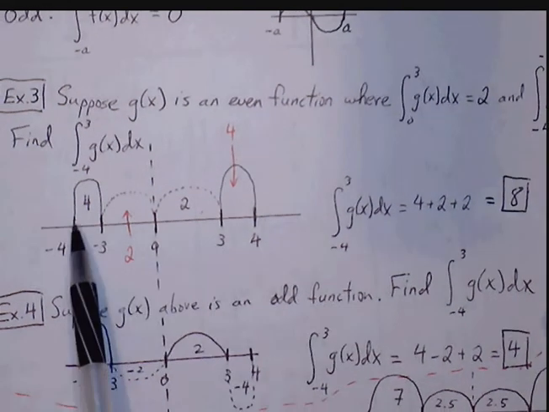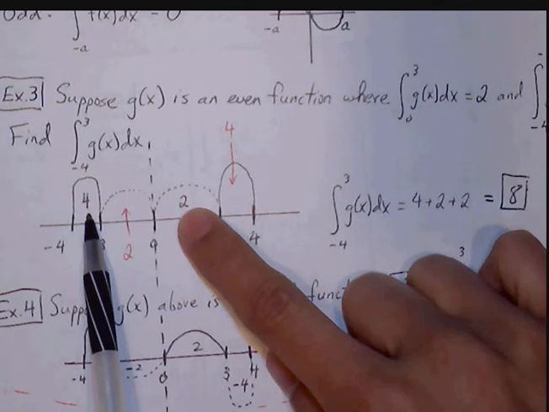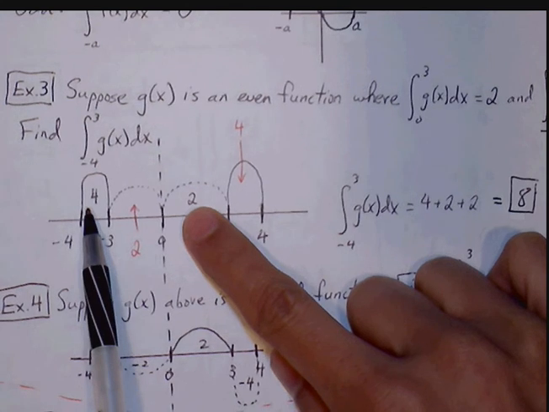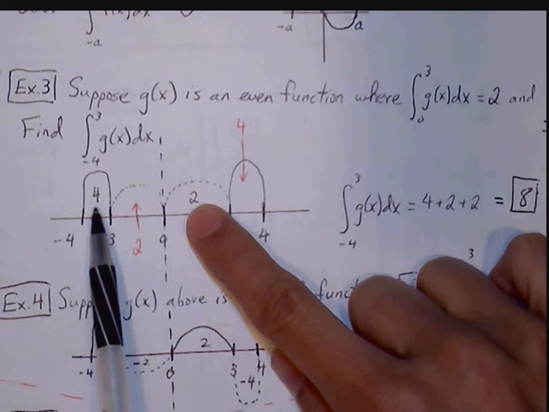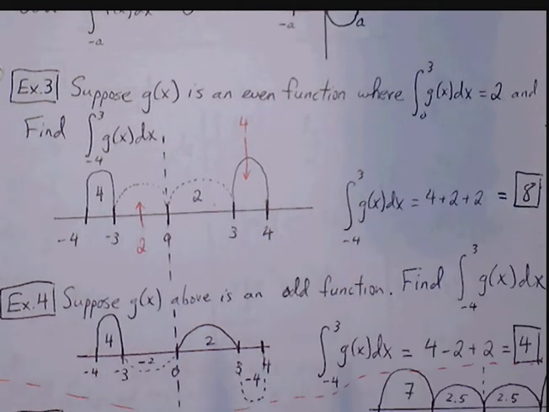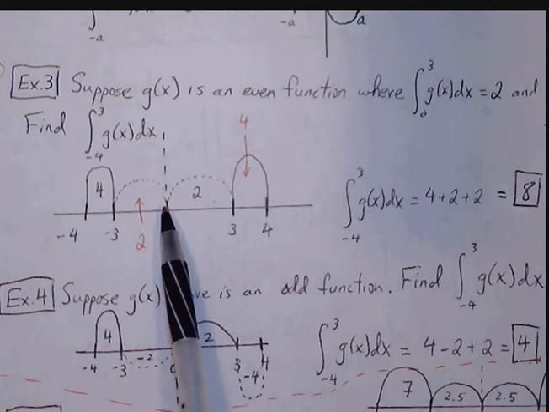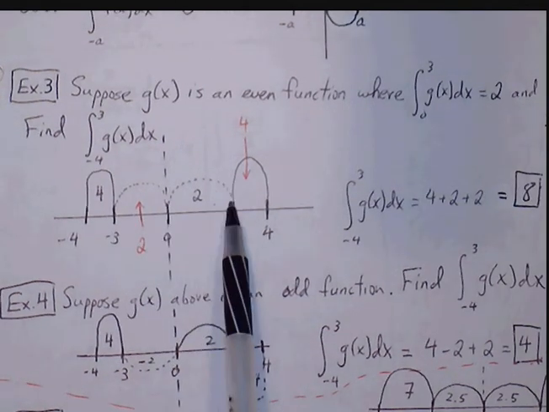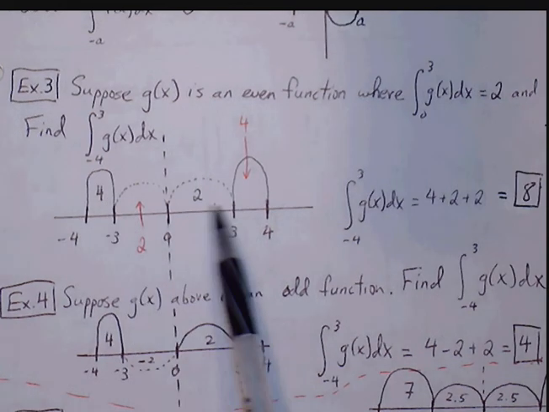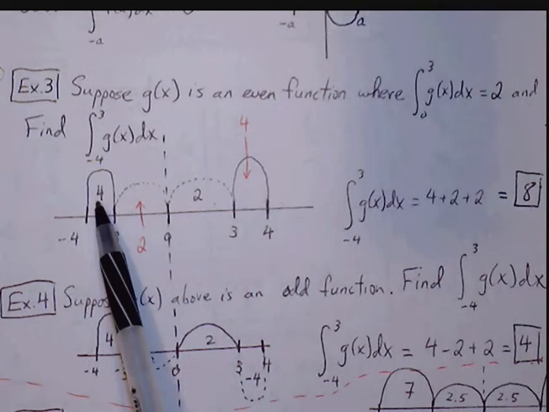Okay. Now, we have these pieces of information, but we also know that this function is even. So we know that we can create a graph where both sides are going to be equivalent or mirror images of each other. If we know this is 2 from 0 to 3, that means from negative 3 to 0, we must also have a positive 2. From negative 4 to negative 3 is positive 4, so 3 to 4 must also be 4. So now I have all these values.